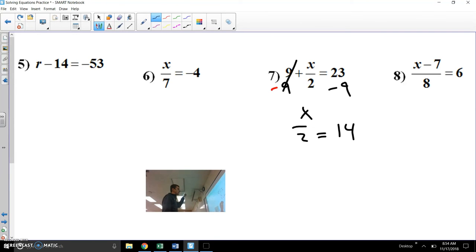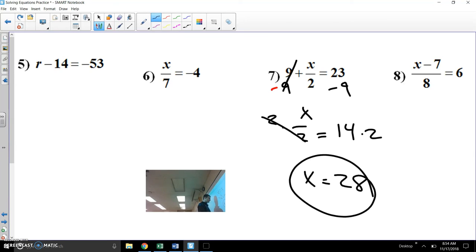So now if I'm trying to see, well, what number divides by 2 to give you 14? That meant you had a bigger number than 14. You cut it in half to get 14. So we need to go up, and the opposite of division is multiplication. Let's multiply 2 to the other side and get 28.